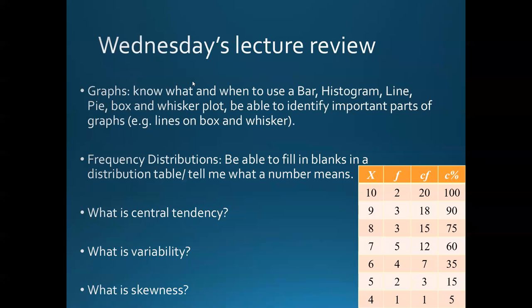Graphs. Know what the different types of graphs are and know when you should use them. The different graphs are the bar, the histogram, the line, the pie graph, and then a box and whisker plot. And be able to identify important aspects of the graphs that we talked about, like what the different lines mean on the box and whisker plot. If I were to point at a line and say, hey, what does this line represent? You should be able to tell me what it is.